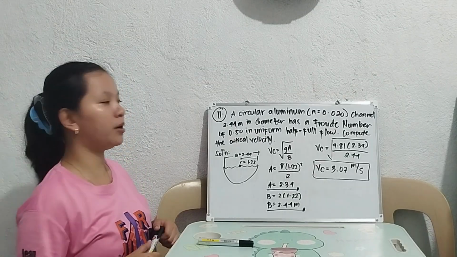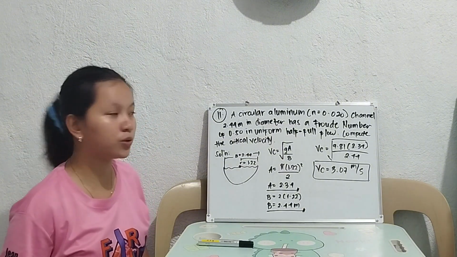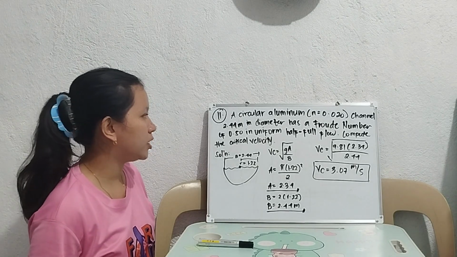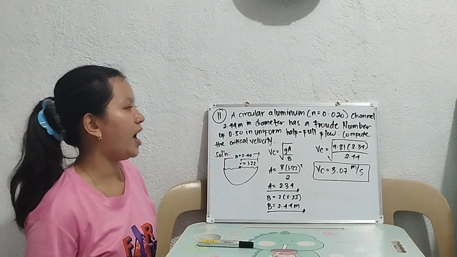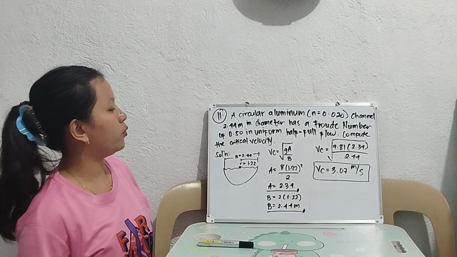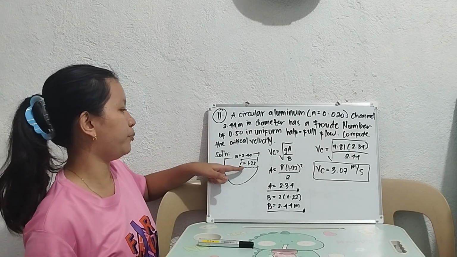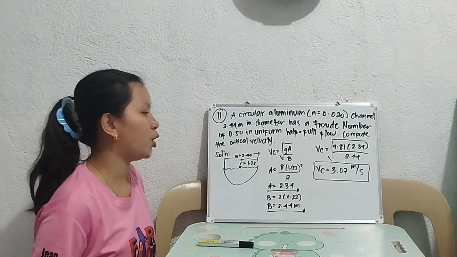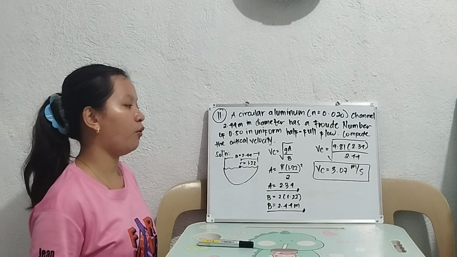Okay, so for problem number 11, a circular aluminum channel, which is n equals 0.020, 2.44 meter diameter, has a Froude number of 0.50 in uniform half full flow. Compute the critical velocity. So this is our figure. We have the radius of 1.22, and then the B is equal to 2.44. So first, we have the formula: critical velocity equals the square root of gA over B.